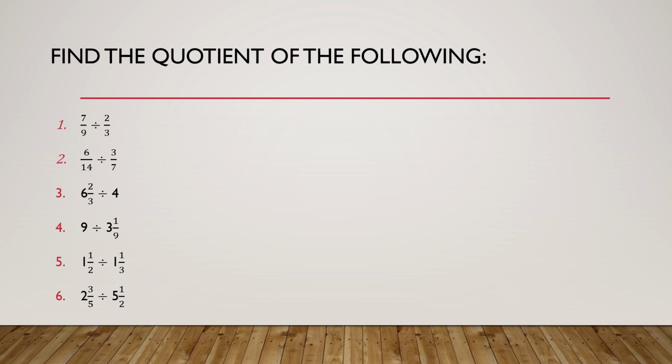All right, so let's find the quotient of the following. For number 1, we have 7/9 divided by 2/3. So 7 over 9 times 3 over 2. Get the GCF of 9 and 3. So we have 1, 3. So 7 times 1 is 7 over 3 times 2, 6. Or the final answer is 1 and 1/6.